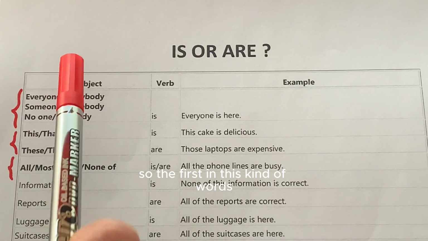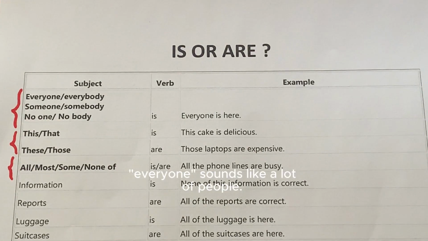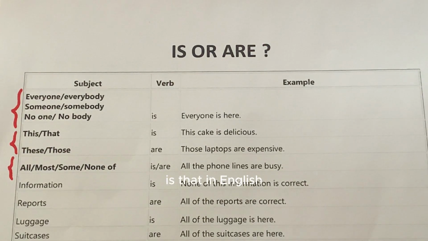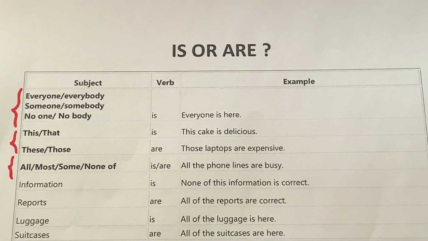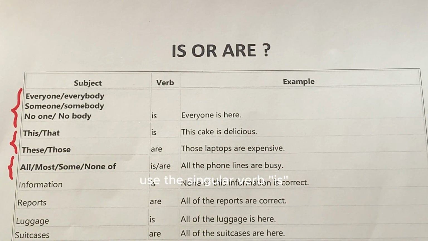So the first, in this kind of words like everyone, everybody, someone, somebody, no one, nobody. Now these are sometimes confusing, especially because everyone sounds like a lot of people, right? But the way you have to think about it is that in English, everyone is still one and therefore singular. Everyone as a group is still one group. And therefore it's still singular. So with all of this kind of words, we need to use the singular verb is.